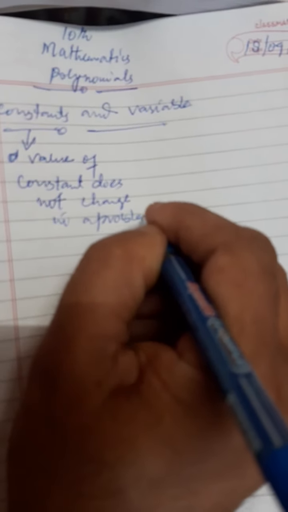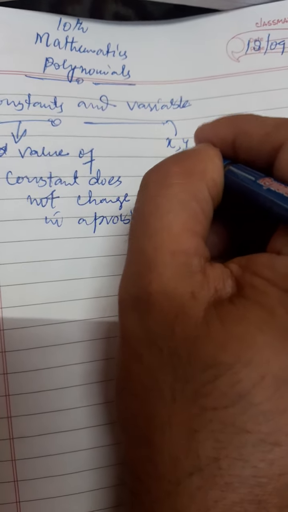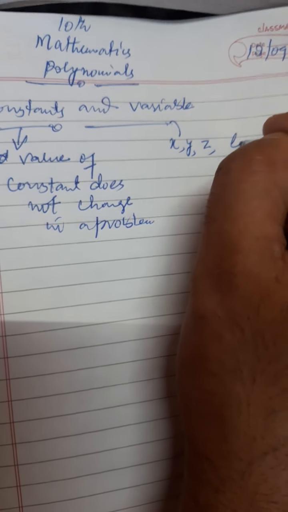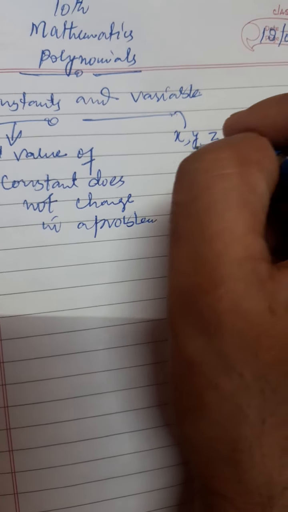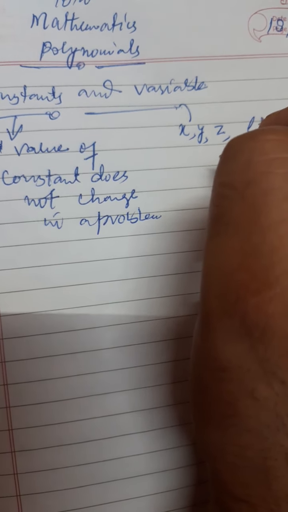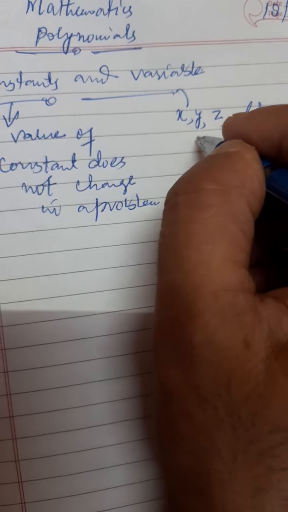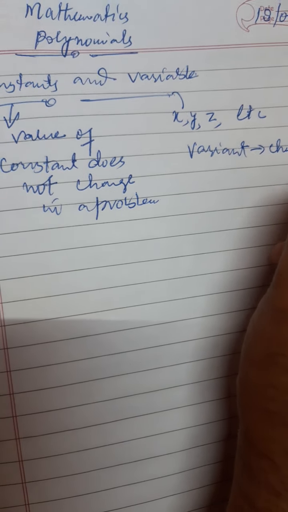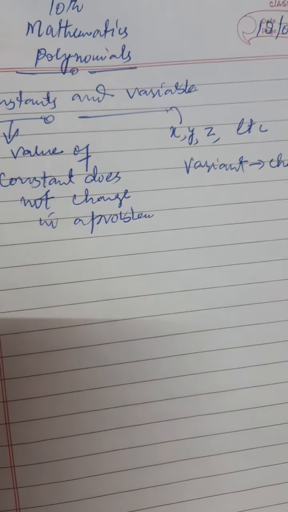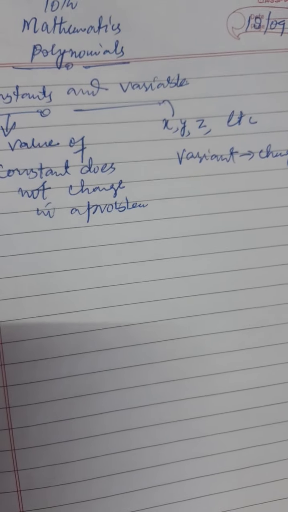Well, as the second thing, that is the variable. Dear students, English letters such as X, Y, Z and so on are used to denote variables. The value of these variables keeps changing. That is why the word is derived from variant, and variant means changeable. So the value of a constant does not change in a problem, while the value of a variable keeps changing.